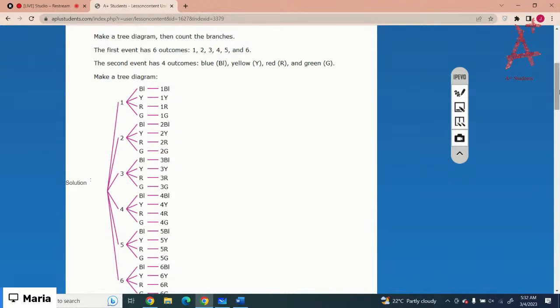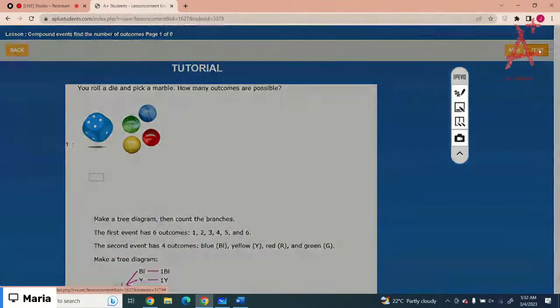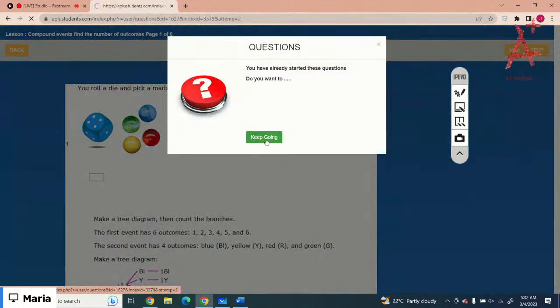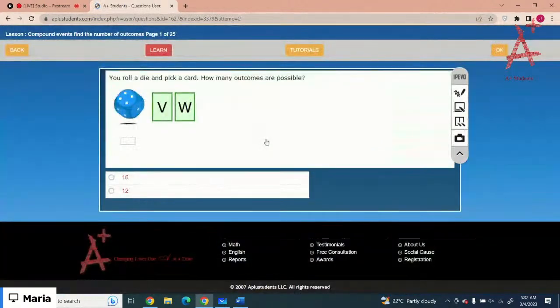Making trees is a bit long process, but you can use the tree one, tree two. You can use the tree method too.